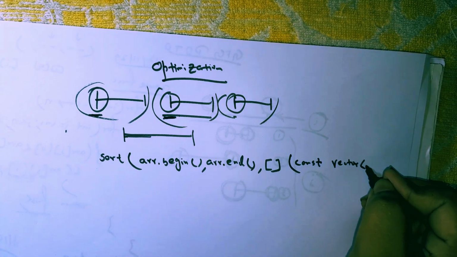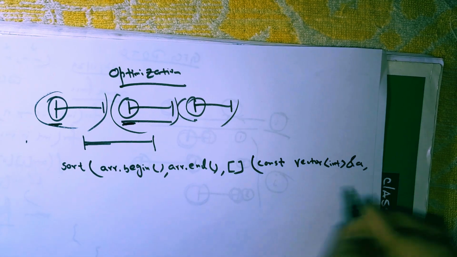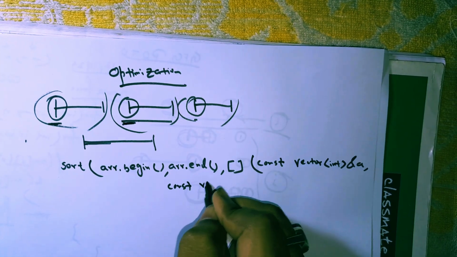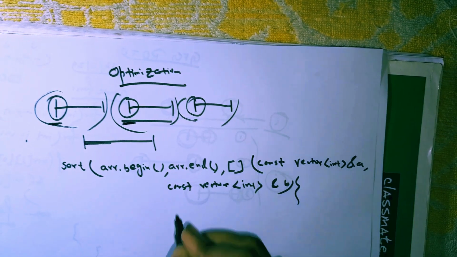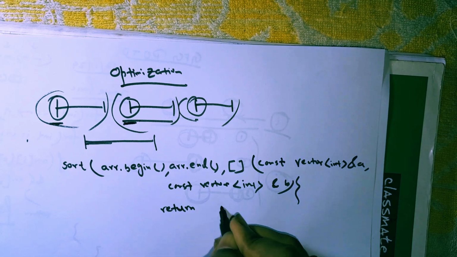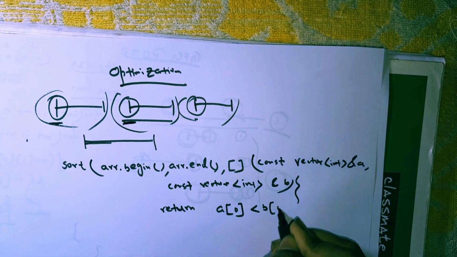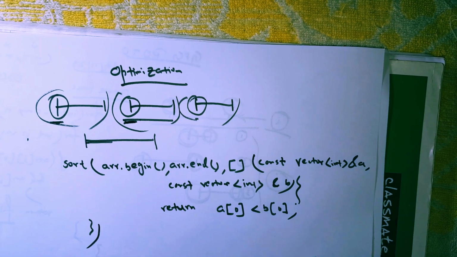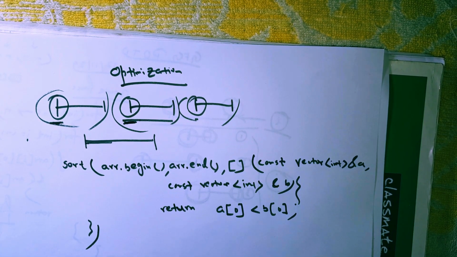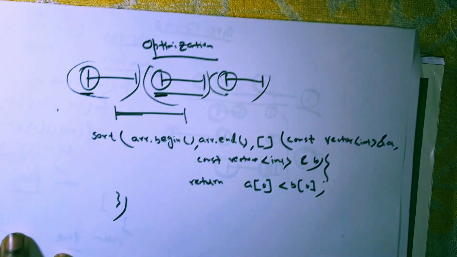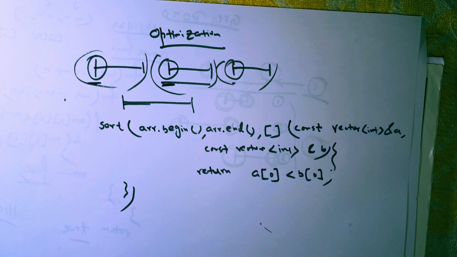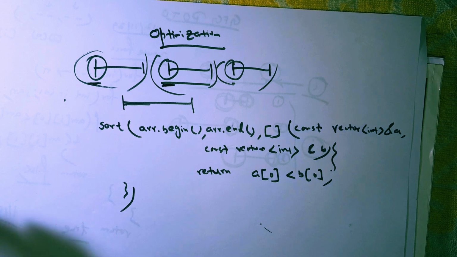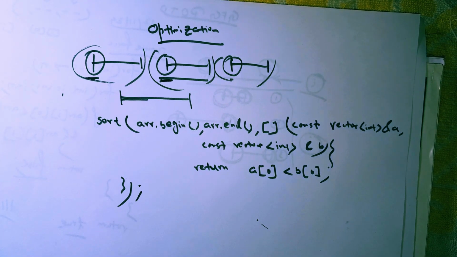Const vector int a and const vector int b. Okay, and what will I return? I will return a of 0 less than b of 0. And by this my array will be sorted according to the starting time. I will bring one video for this comparator, and this is very much important in C++ and Java also. Another comparator is there, so you have to learn this comparator thing. And my array is sorted now based on the starting index.